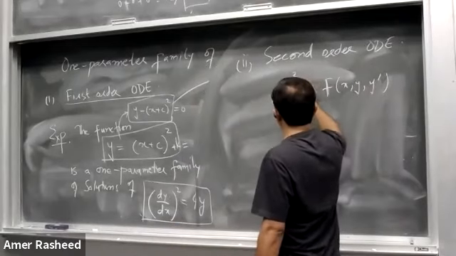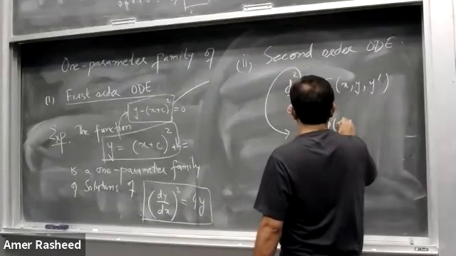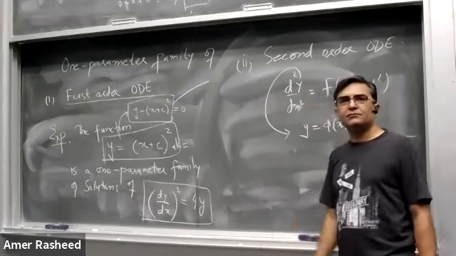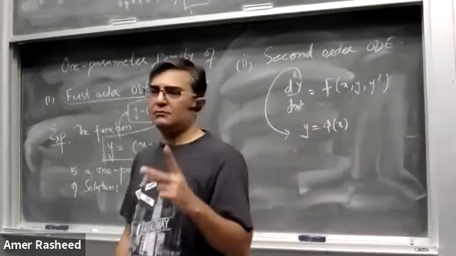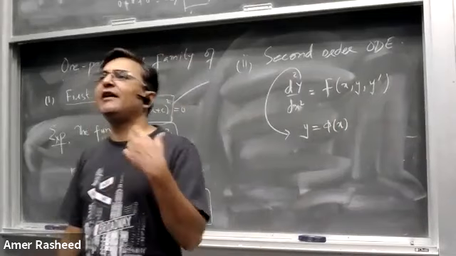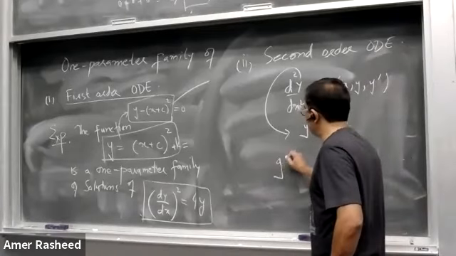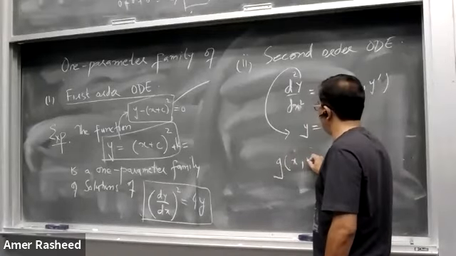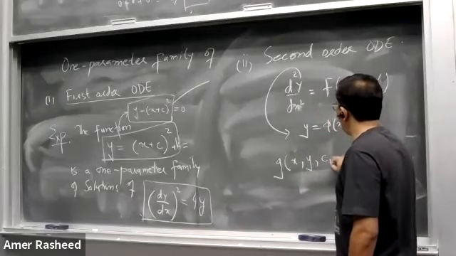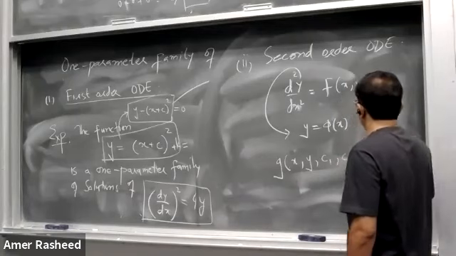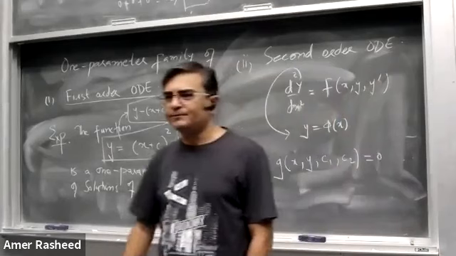In order to go back, in order to obtain this y as a function of some variable x, you have to integrate this equation 2 times. So that must involve 2 parameters. We must obtain g of x, y, c1 and c2 equal to 0. Okay, so this will be a 2 parameter family of solutions.